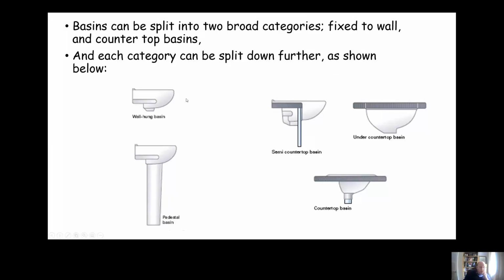You can split basins into some broad categories. Basins, as I've said, are what would be fitted in the bathroom. They can be either fixed to the wall, like a wall-hung basin or a pedestal basin, or they can be countertop basins, and the countertop basins could be semi-countertop, under countertop, or countertop, and it literally just describes the position in relation to the countertop. A semi-countertop basin is half in the countertop, an under countertop basin would be under the countertop, and a countertop basin would have the top projecting up over the countertop and maybe have the edges supported by the countertop.